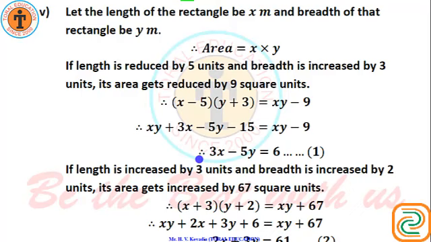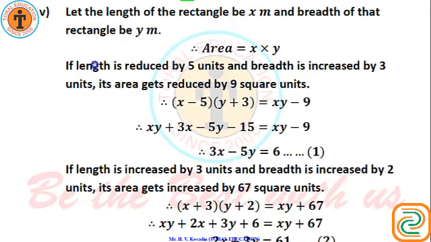If we increase the length by 3 units and breadth by 2 units, the area increases by 67 square units. Find the dimensions of the rectangle. Here we have to find the dimensions. Dimensions means length and breadth of the rectangle. Let the length of the rectangle be x meters and the breadth be y meters.